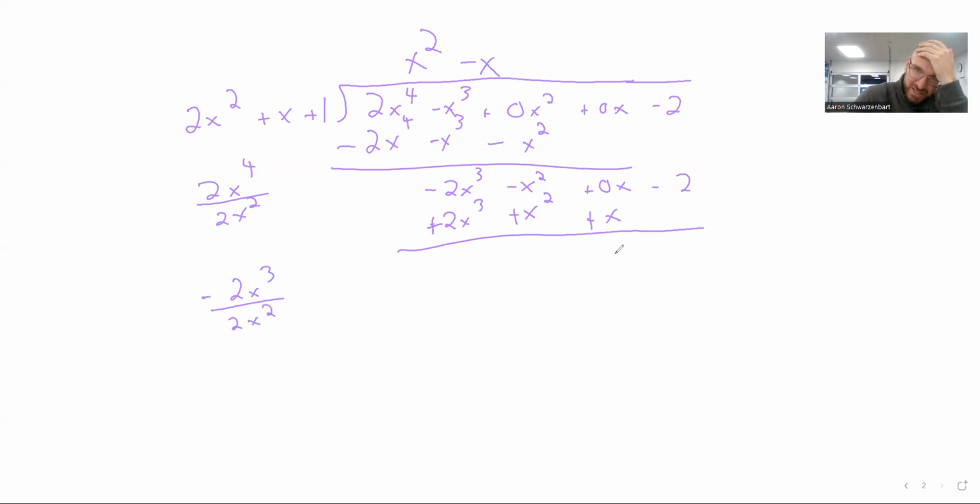Both of my first two terms cancel out, and I get x minus 2. Now I see, does 2x squared go into x? The answer is no. My remainder is x minus 2.